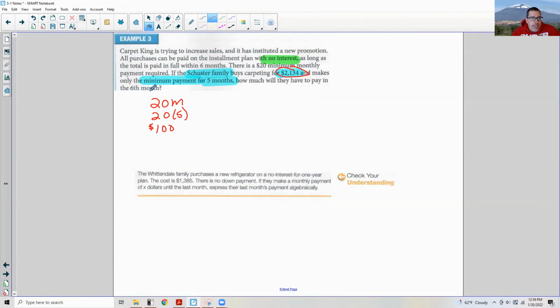How much will they have to pay in the 6th month to avoid interest? So now what we have to do is we have to take this $2,100, oops, not 21,000, $2,134, subtract the $100, and they still owe $2,034 that they would have to pay in the 6th month to avoid defaulting on this no interest. Okay, if they paid this amount, the carpet's paid off, and they didn't have to pay interest. $2,034 in the 6th month.